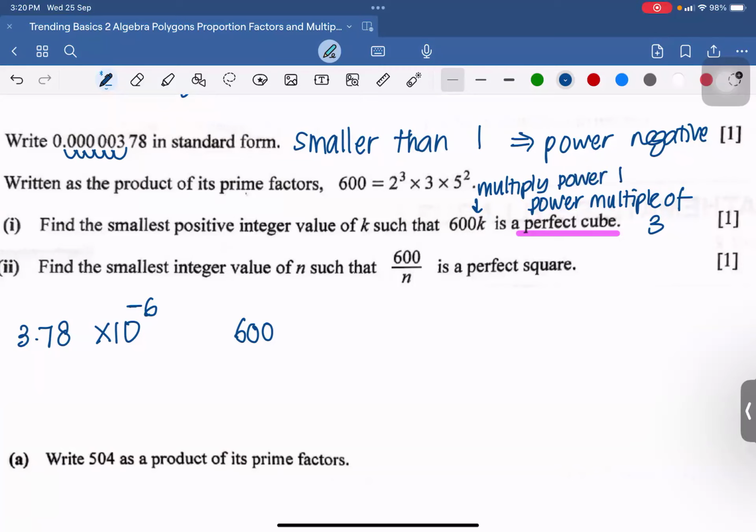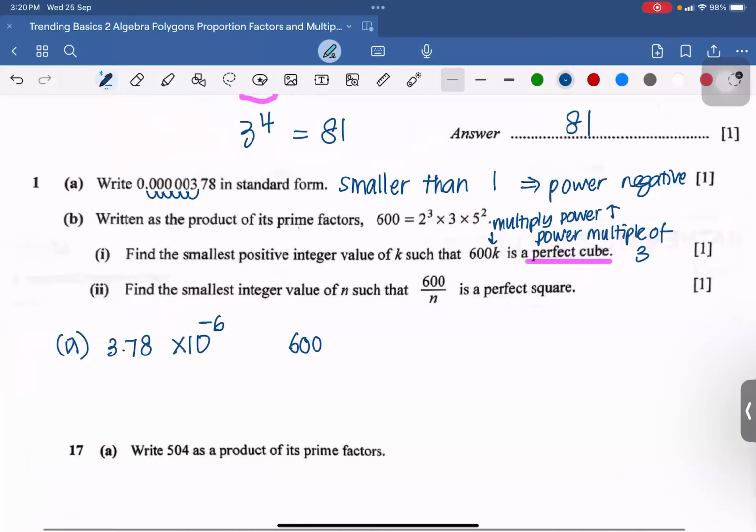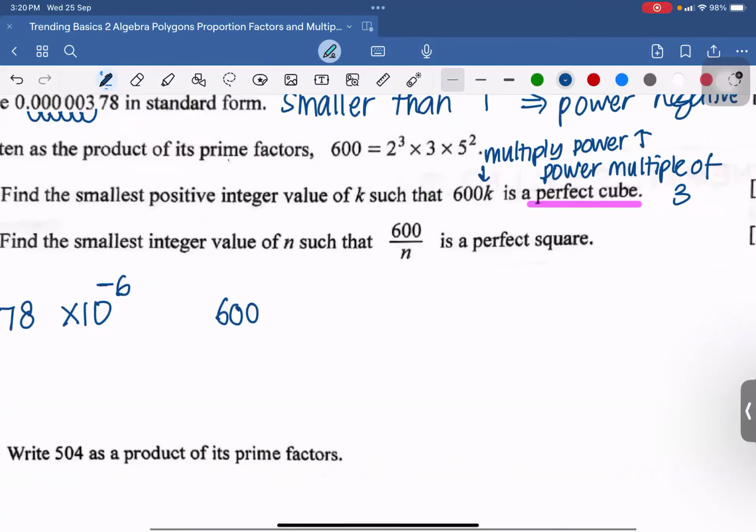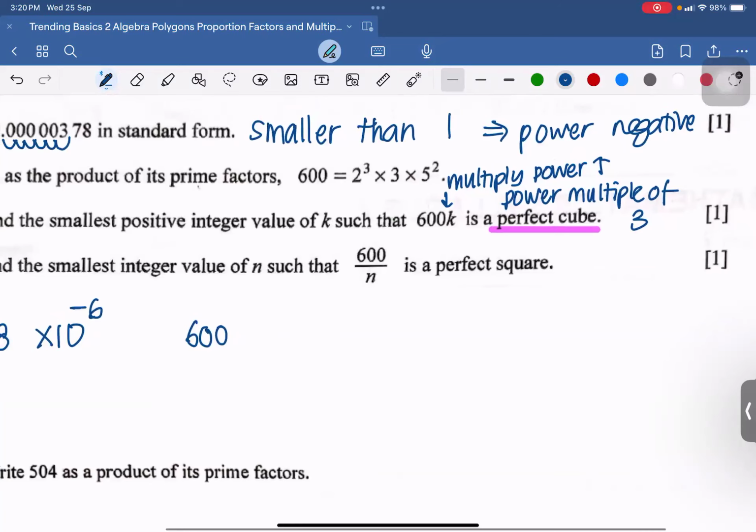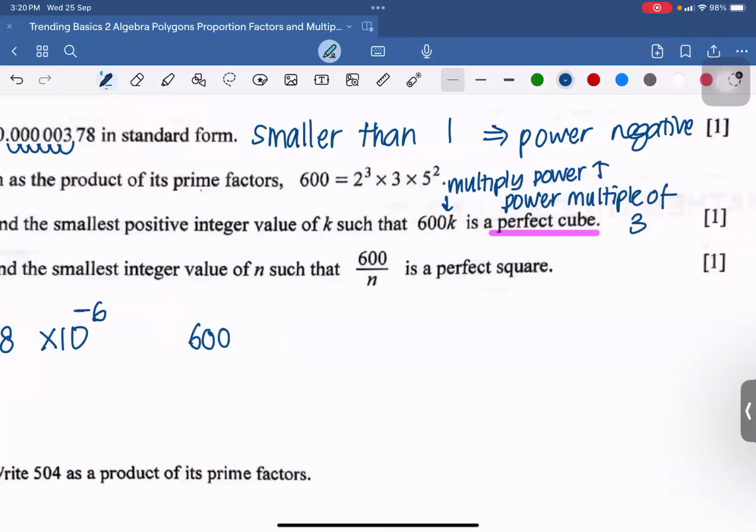The power increases. Alyssa, we are doing the trending questions basic for part 2 worksheet. Okay, so when you multiply, the power increases. There's a difference when you divide, the power will decrease. So in this case, 2 cube, 3 and 5 square.